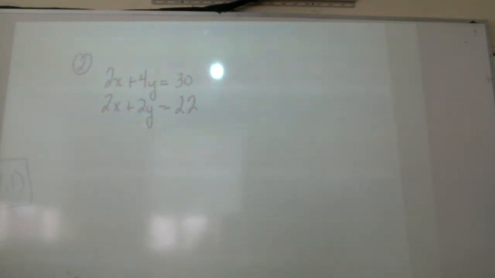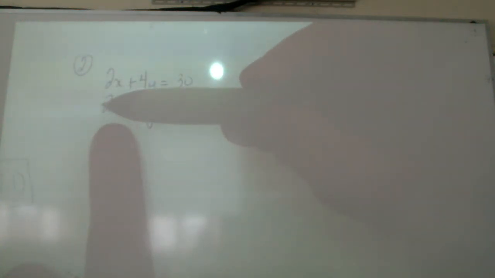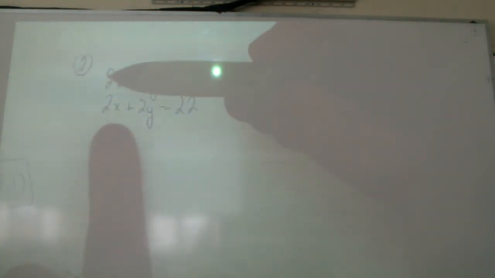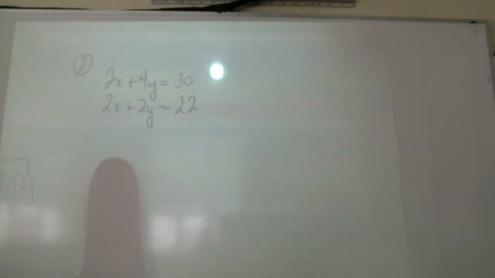All right, so if I take a look at this particular problem, you can really eliminate either variable. It doesn't matter. I could do the x's or do the y's. It may be a little bit easier to do the x's because they're already the same number. The only issue is they're both positive. I need to make one of them negative. And again, it doesn't matter which one you make negative or which equation you work with. We'll work with the bottom one.